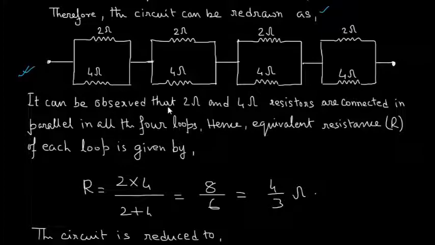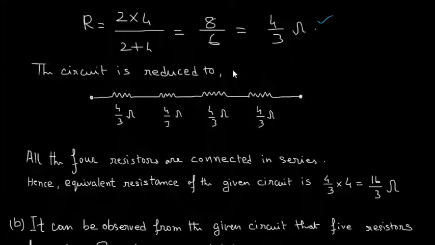It can be observed that 2 ohm and 4 ohm resistors are connected in parallel in all the 4 loops. Hence, equivalent resistance R of each loop is given by R = (2 × 4)/(2 + 4) = 8/6 = 4/3 ohm. The circuit is reduced to this now.